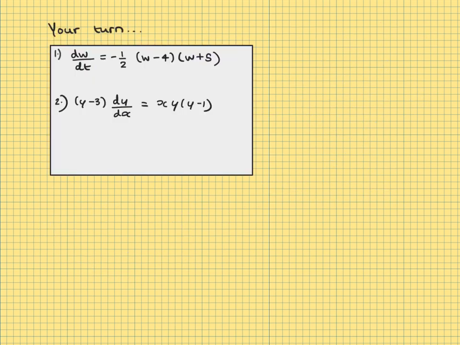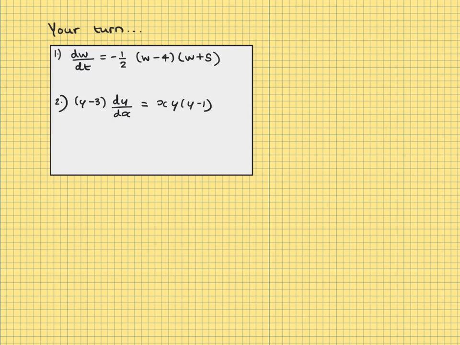So now it's your turn. There are two questions here for you to have a look at, both involving partial fractions. You may want to watch the video through as you do the example. You may want to try the example yourself first of all, and then check your answer or seek guidance with the video as you need it.